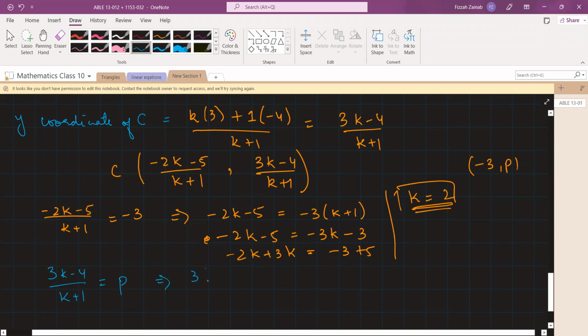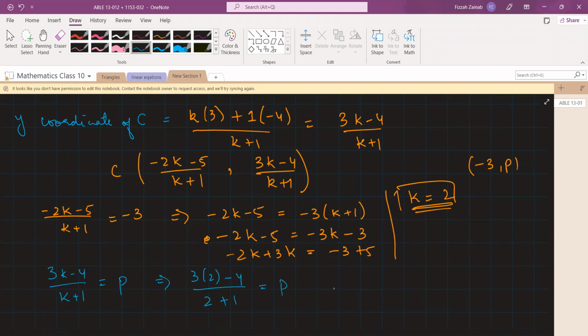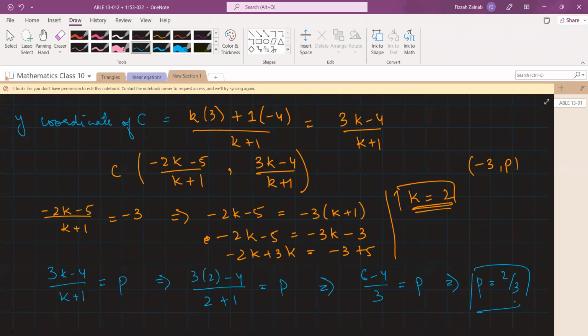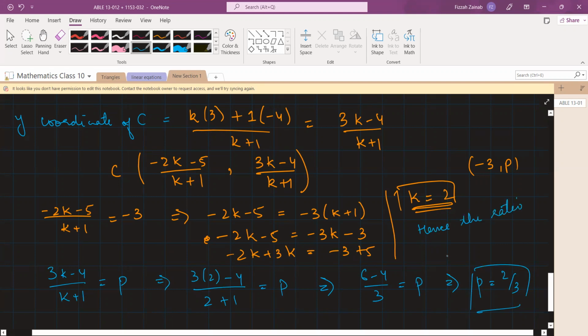So you put the value of k here. 3 into 2 minus 4, divided by 2 plus 1, is equal to p. This implies (6 minus 4) upon 3 is equal to p. That implies 2 by 3. So p is equal to 2 by 3. So that's the value of p. And hence the ratio is k is to 1, that means 2 is to 1.